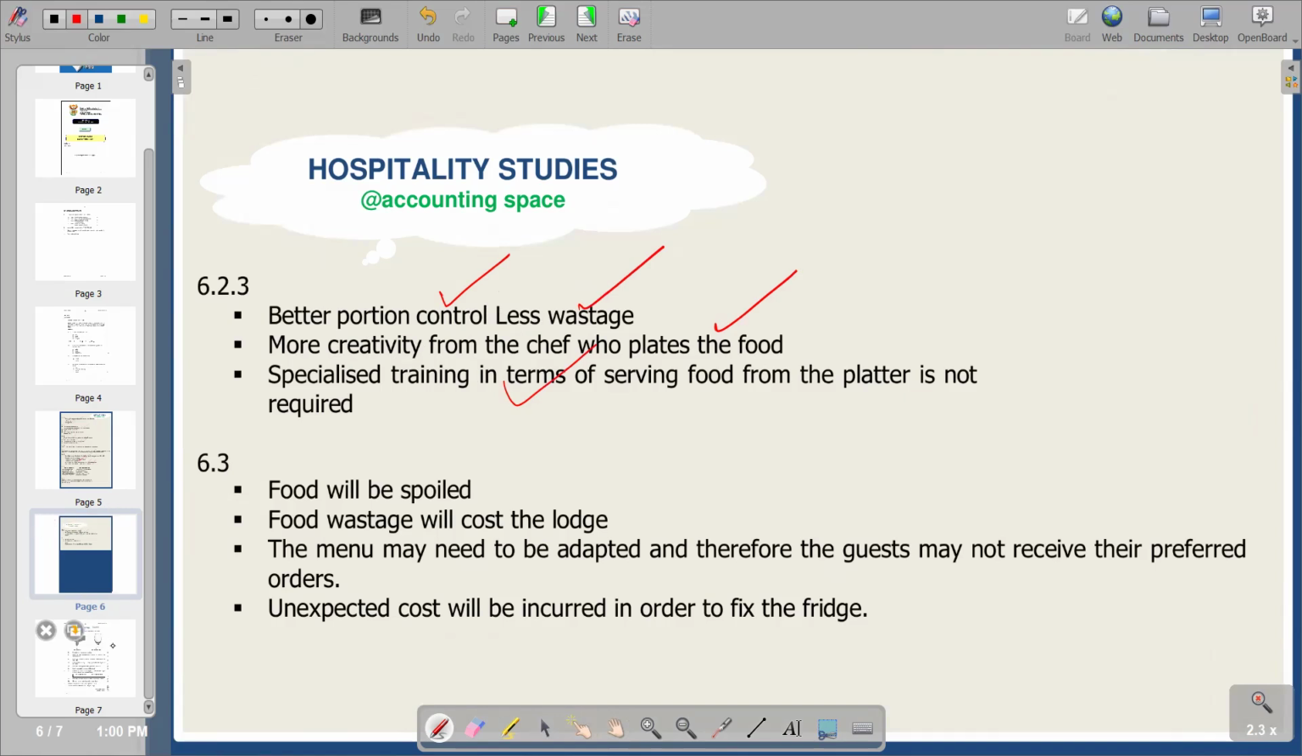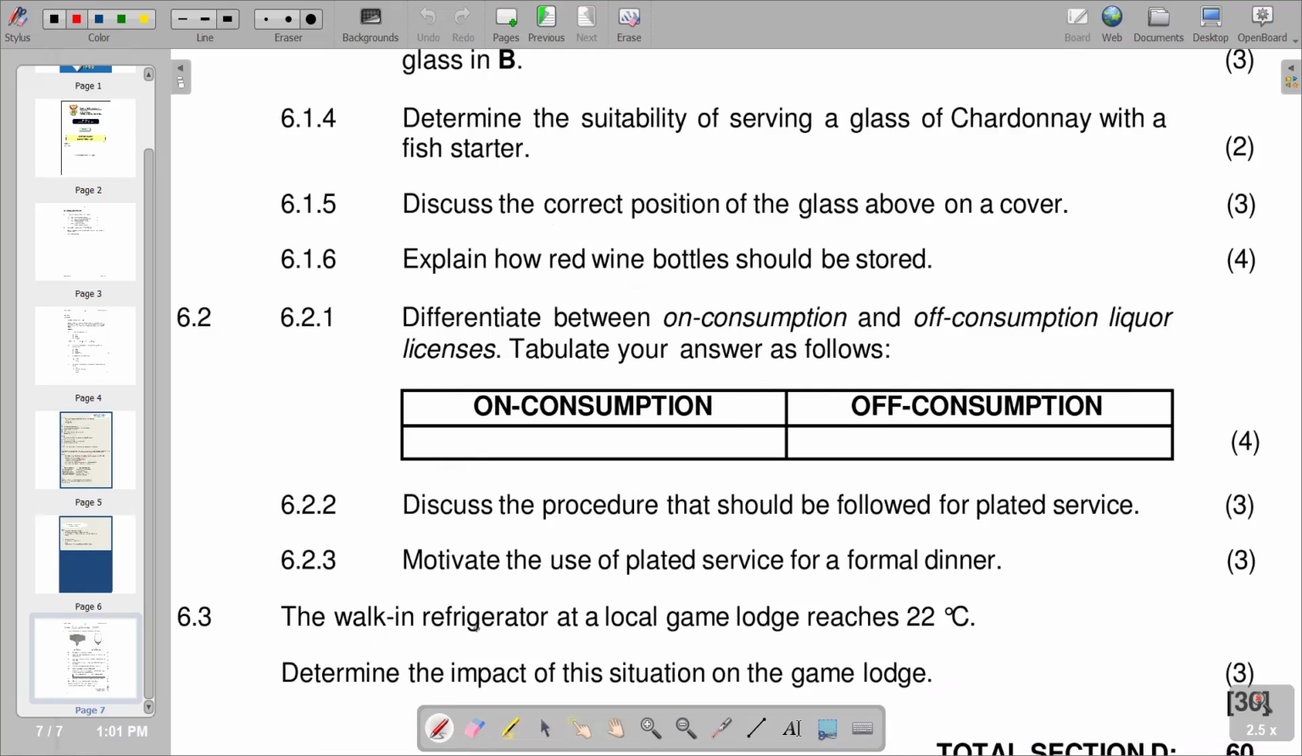Then I'm moving on to the next part, which is now saying the temperature in the refrigerator at a local game lodge reaches 20 degrees Celsius. Determine the impact of this situation on the game lodge. Of course, the temperature is too high, which is going to make the refrigerator not viable in terms of what is supposed to be kept inside.